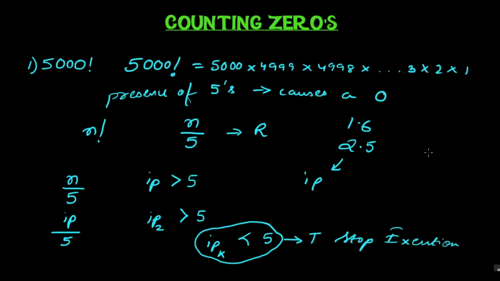After stopping our execution, we'll add all the integral parts that we found out. Integral part 1, integral part 2, integral part 3 up to integral part k, which we found out in our last step. We'll add all of these and this will give us the total number of trailing zeros in the end result. So let's try it.